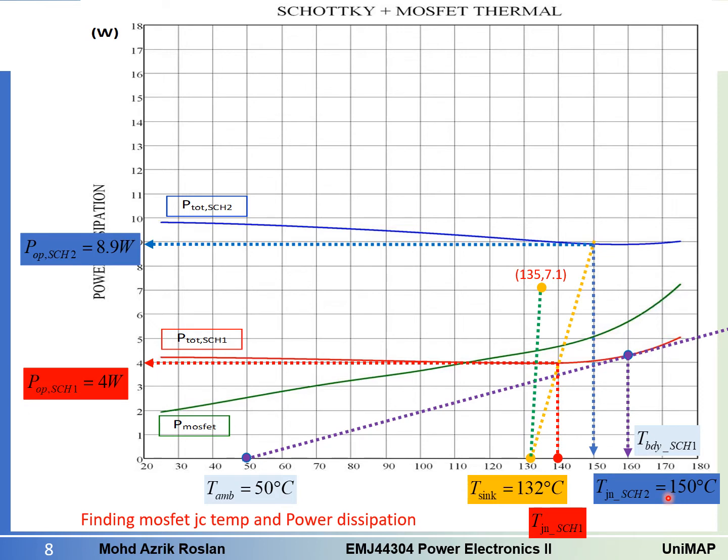Okay, so what we will use after that is we draw a straight line from this point to here, and then we will cross one point at this Mosfet curve. This line that is going down here will cross one point at this Mosfet curve, and the value here, at this point, we can draw it to the y-axis, and we will find that the power operation during that time is 4.5 watt.